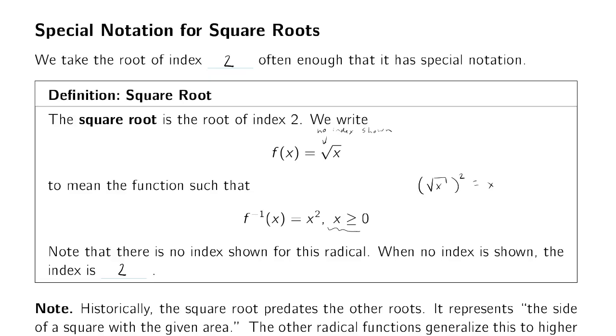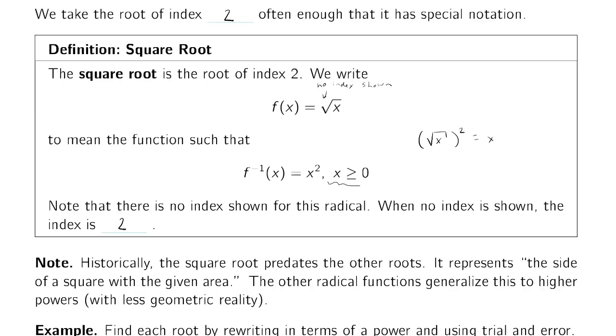Now, why does this get special notation? Part of it is that we use the square root more often than we use other roots. But the main reason that this has special notation is historical. Historically, the idea of square roots predates the other roots, and I don't mean by a couple of hours. I mean by several thousand years.